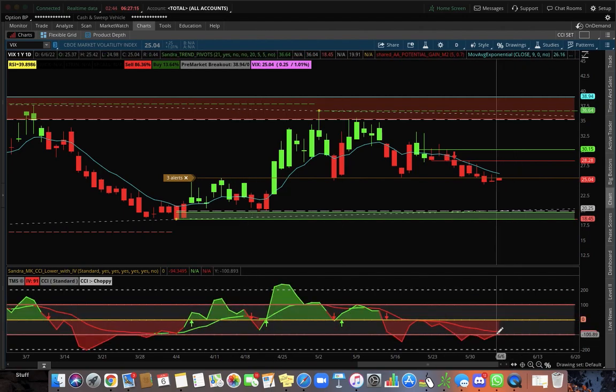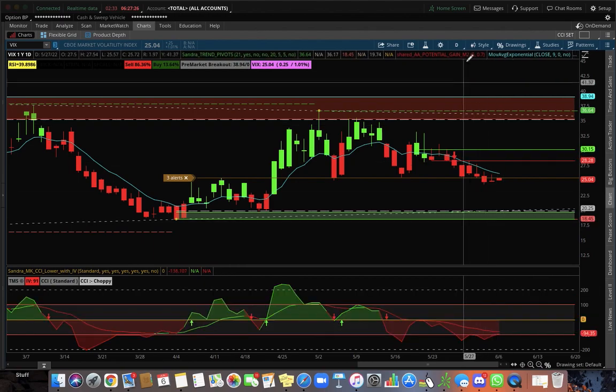The VIX is opposite of what the market does. So if the VIX goes higher, then the market's going to go lower, and we just want to make sure that we keep that in mind.